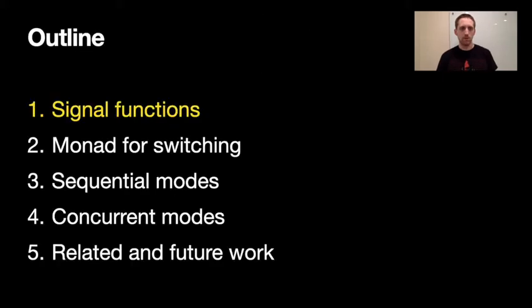I'm going to give you an outline of what we'll talk about. First, I'll go over signal functions and describe what I mean by continuous time and discrete switching. After that, I'll describe a monad for switching that will give us the foundation for this scripting interface. And then we'll talk about how to combine these discrete modes of signal functions in sequence in time. We'll talk about how to combine them concurrently. And then I'll go over some of the related and future work in this area.